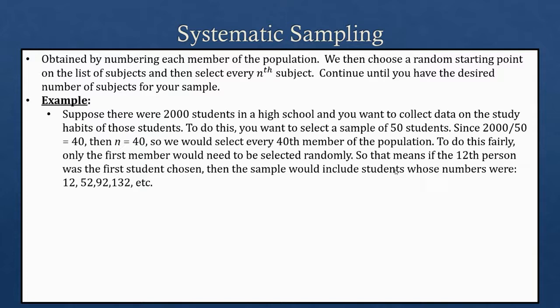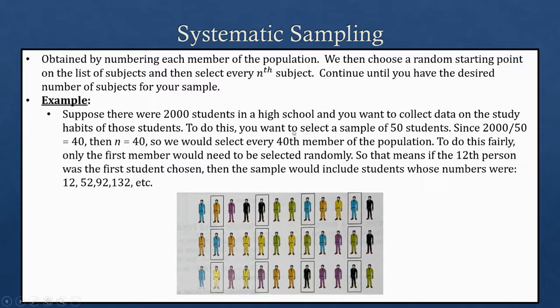Let's say that we randomly chose the 12th person for us to start with, then I would just move 40 down the list each time. So person number 12 would get picked, then person 52, 92, 132, and so on. That's the general idea of systematic. We pick a random starting place, and then we're moving the same number of people each time.